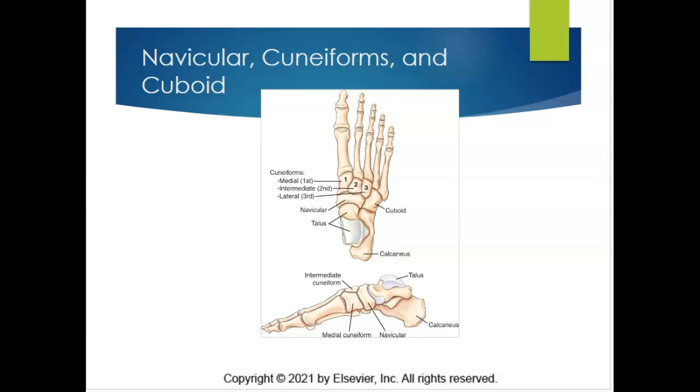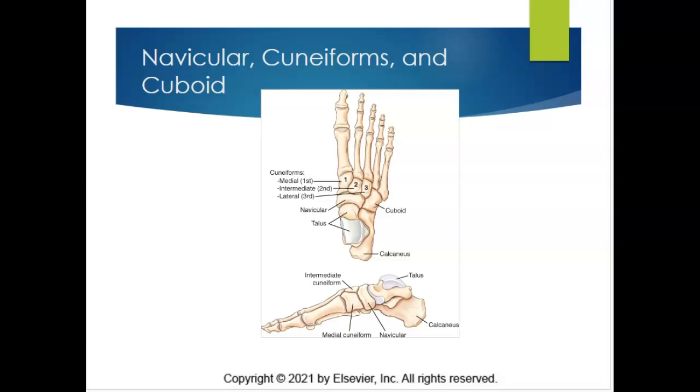The cuneiforms are going to be located on the medial and mid aspect of the foot. We have the medial, the intermediate, and the lateral. Looking at articulations, the medial is going to articulate with four bones: the navicular proximally, the first and second metatarsals distally, and the intermediate cuneiform laterally.